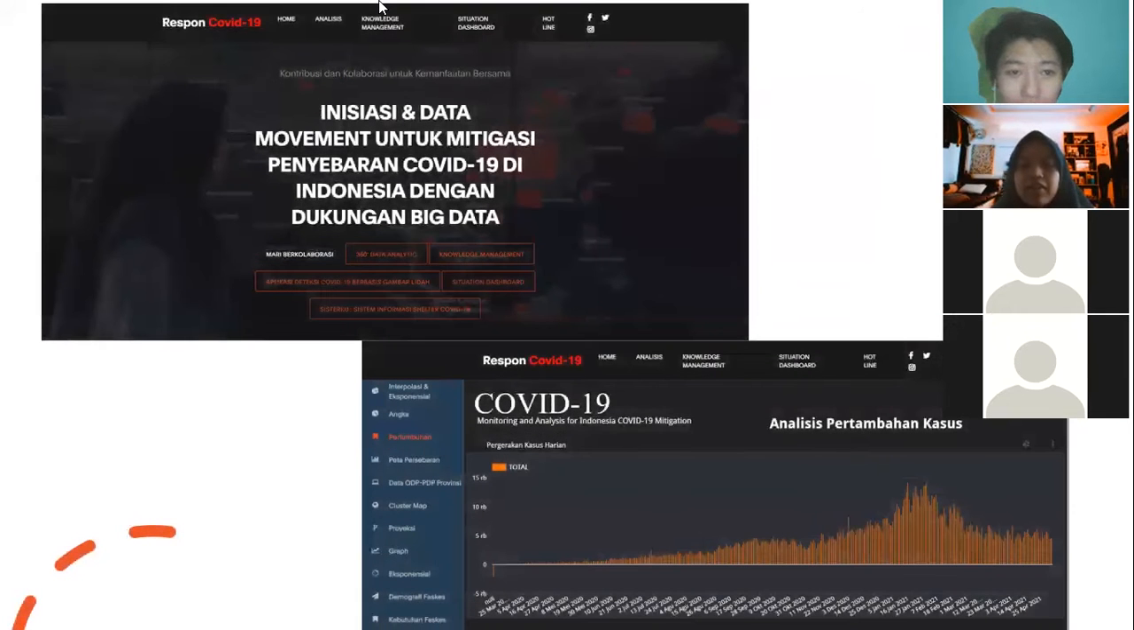Okay. So in this slide, there is a preview of the official Respond COVID-19 website and dashboard view, while this one is a view page that displays the analysis and also the data. Next.